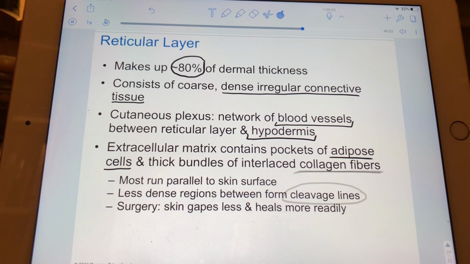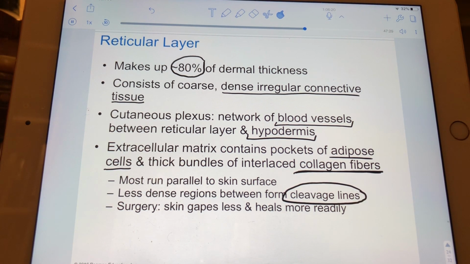We can also find, obviously, lots of collagen fibers in the reticular layer, considering that it's dense irregular connective tissue, but running in multiple directions. Therefore, the reticular layer helps the skin to withstand multi-directional force or multi-directional tension. Wherever these collagen fibers are less densely packed together, they form what are called cleavage lines.